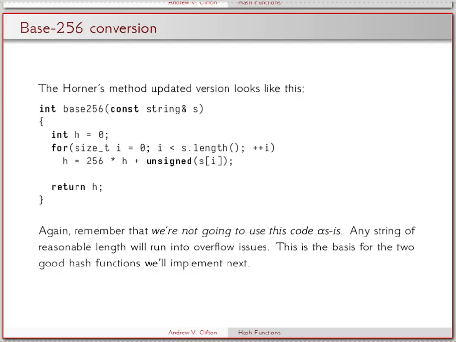So again, if we go through and count, where do we do additions? Just there. Where do we do multiplications? Just there. Again, I'm not counting the increment as an addition. We're not going to use this code as is, right? This will run into overflow issues with any string longer than say 4 or 5 characters. You could put that off for a little bit by switching to longs, or if you want to get fancy, to unsigned longs. But it's still going to happen at some point. So this will just be the basis for what we're going to do next.